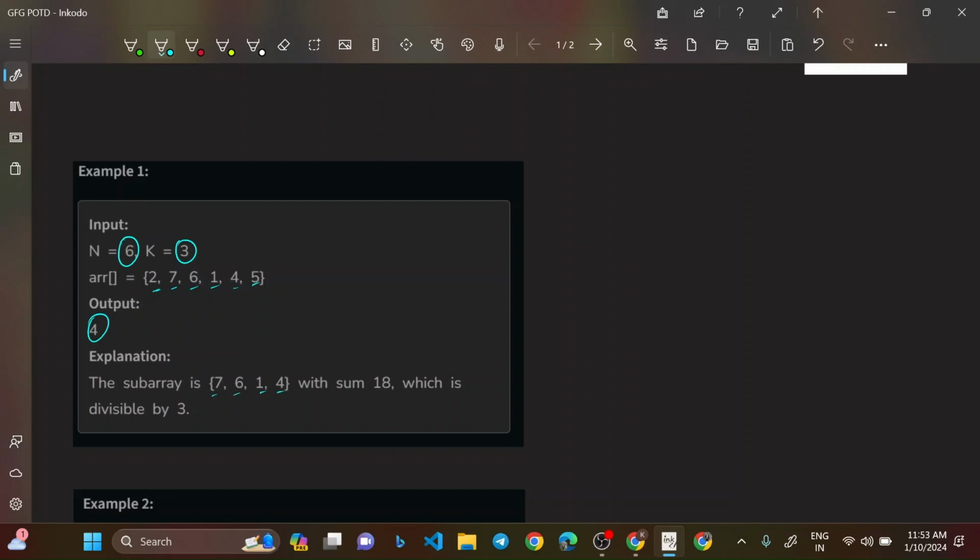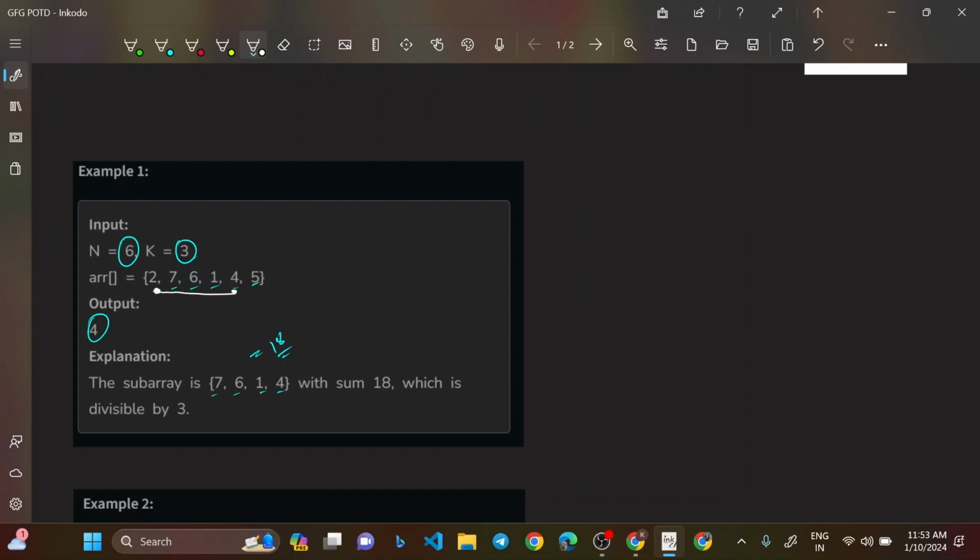So what is the sum of the elements in this particular subarray? That is 7 plus 6 plus 1 plus 4, that is actually equal to 18. And this 18 is exactly divisible by 3, isn't it? 18 is exactly divisible by 3, and this is the longest subarray that is possible. You can even take a subarray of length 5 and start doing it. So let us assume you're starting from here, subarray of length 5. This is what you want to get.